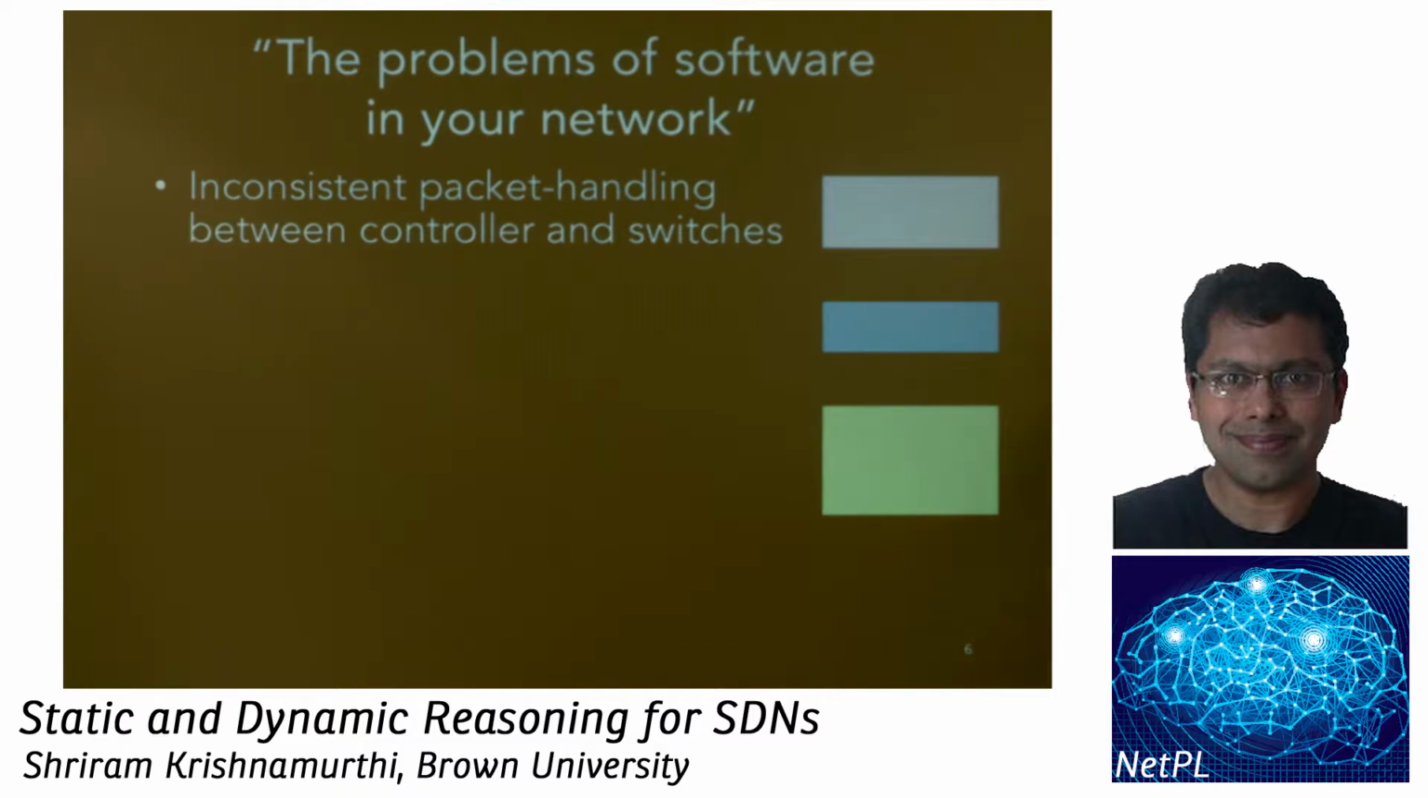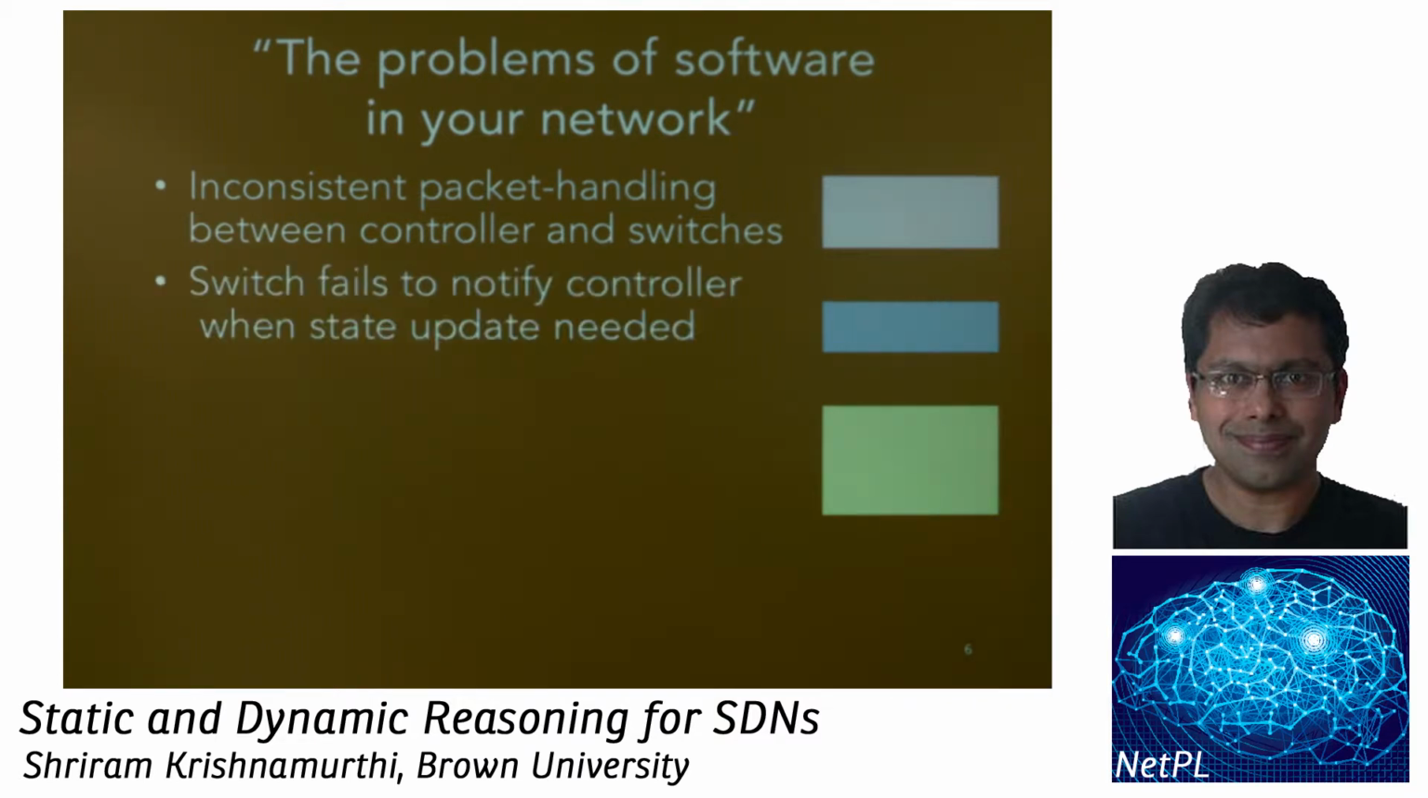Well, if you think of this tier as definitive, this is the thing that tells us what truth is, then this is just sort of a reflection of the truth. Then you could have inconsistent packet handling. You might have a switch that fails to notify the controller. And that's actually a problem when the state needs to be updated and now the controller never finds out, and therefore the state never gets updated. Sometimes the behavior is fine, but you end up with many more notifications than necessary, and so you end up with a performance hit.